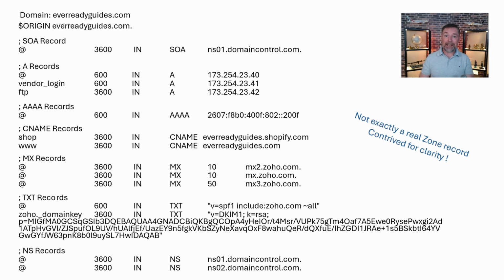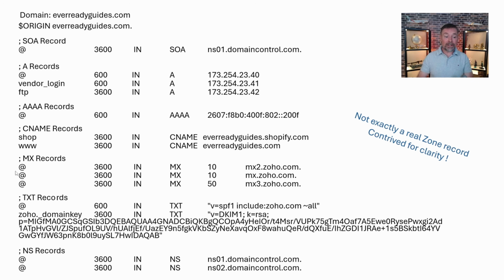Then we have our MX records. If I want to send email to everreadyguides.com, who do I send it to? Zoho.com, one of these mail servers. And also, if somebody is sending us email from everreadyguides.com, it should originate from one of these servers as well. This is part of the spam protection.